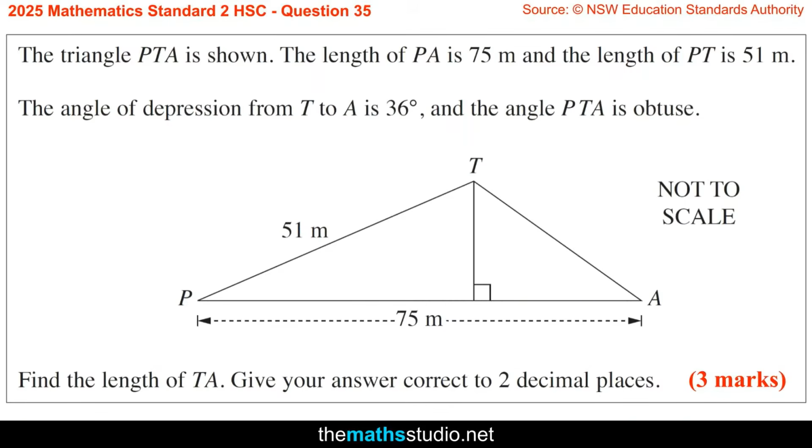Question 35. The triangle PTA is shown. The length of PA is 75 meters and the length of PT is 51 meters. The angle of depression from T to A is 36 degrees and the angle PTA is obtuse. Find the length of TA. Give your answer correct to 2 decimal places.